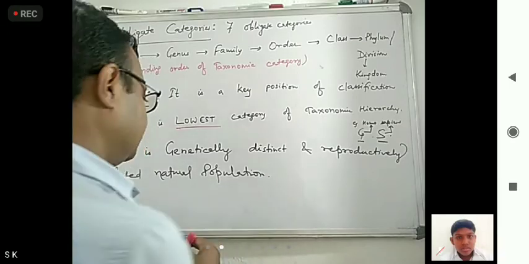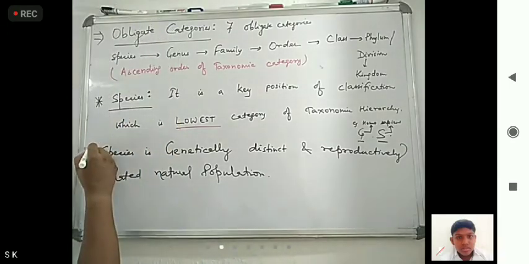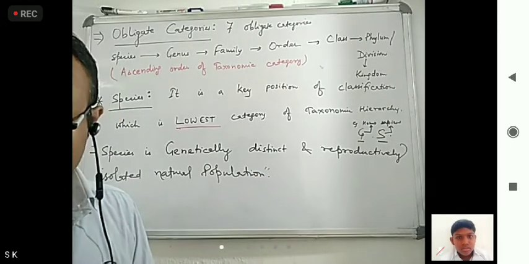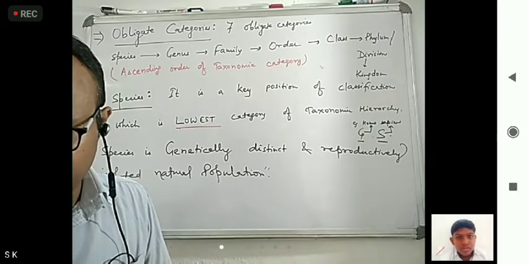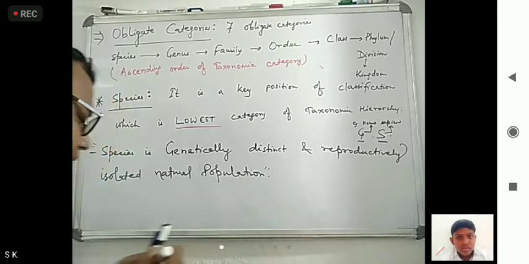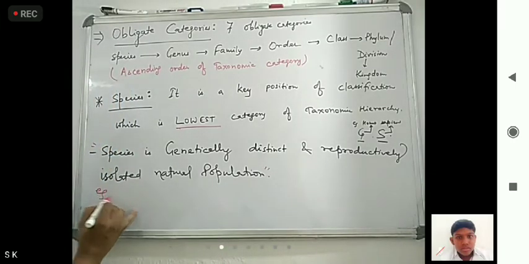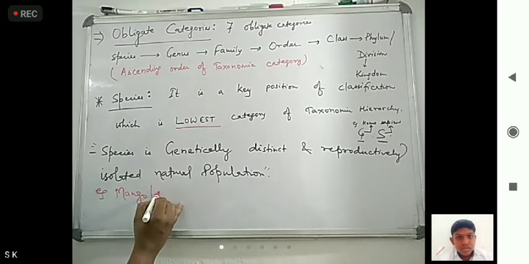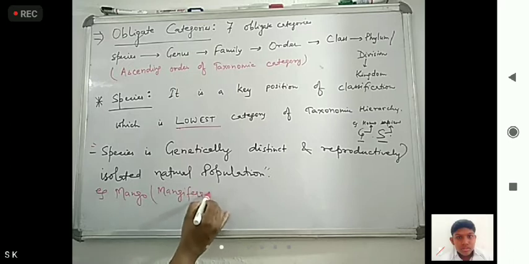And this definition you have to remember: what is a species? A species is a genetically distinct and reproductively isolated natural population. Now let's come to some examples. For example, mango. Its scientific botanical name is Mangifera indica.